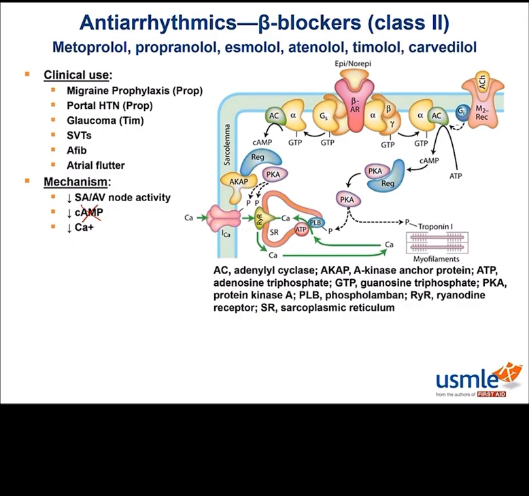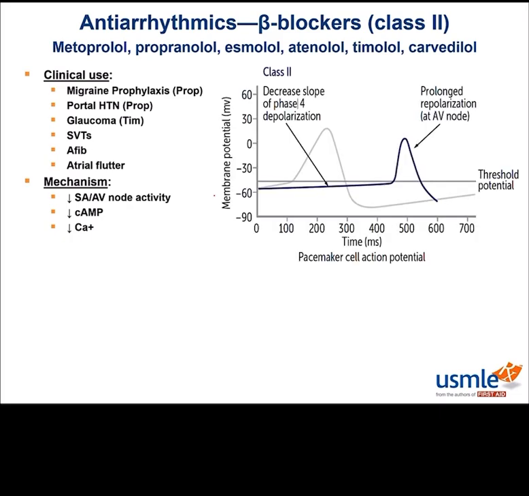In addition, the drop in cAMP also limits protein kinase A. Without an active protein kinase, calcium channels on the membrane do not open, and we severely decrease the slope of phase 4 depolarization. Here we can see how phase 4 is super flat and prolonged because we decrease the activity of the calcium channels responsible for the upstroke of the pacemaker cells.